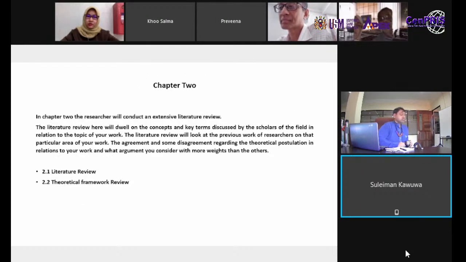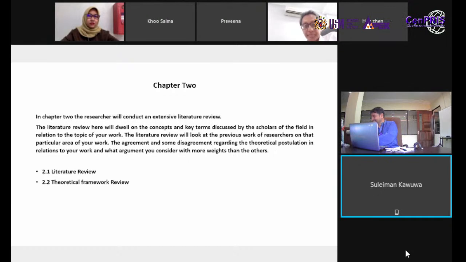The second aspect of thesis writing goes to what? Chapter 2. Chapter 2 is another most important area of your research because it is there that you develop the literature review and the theoretical framework review. Under the literature review, you dwell on the concept of key terms discussed by other scholars, particularly on the topic you are writing.